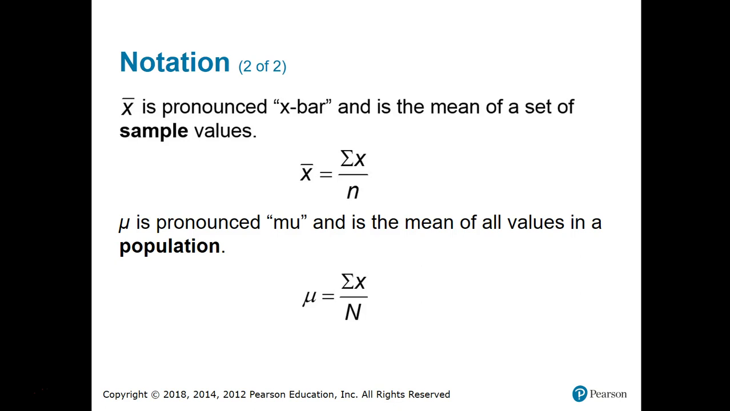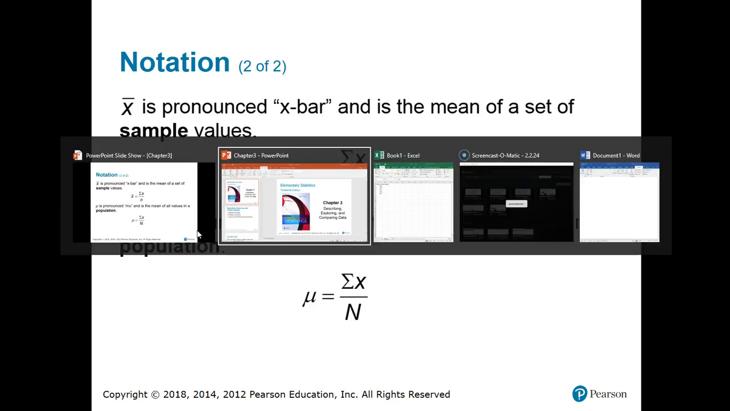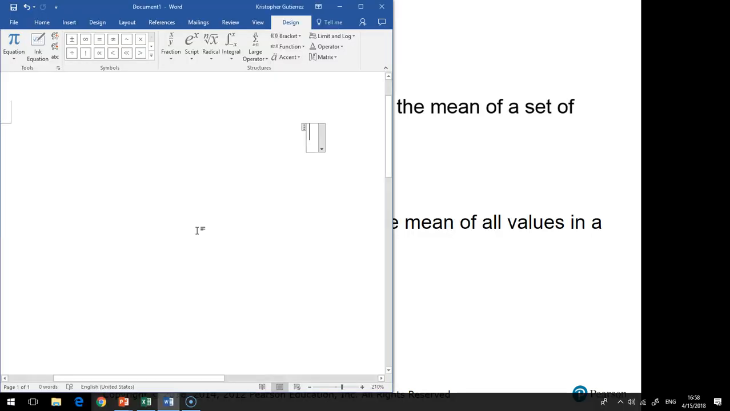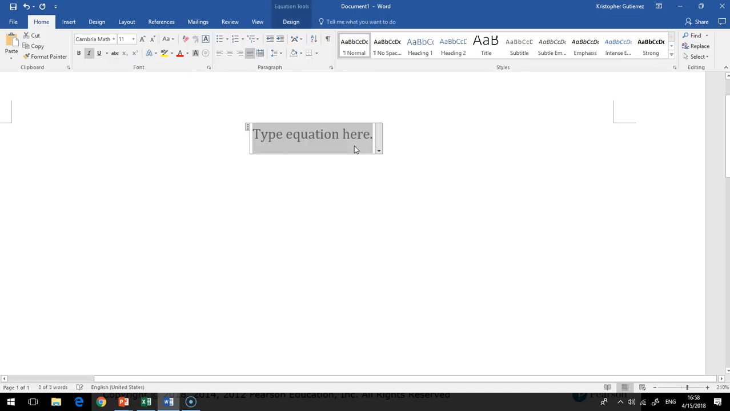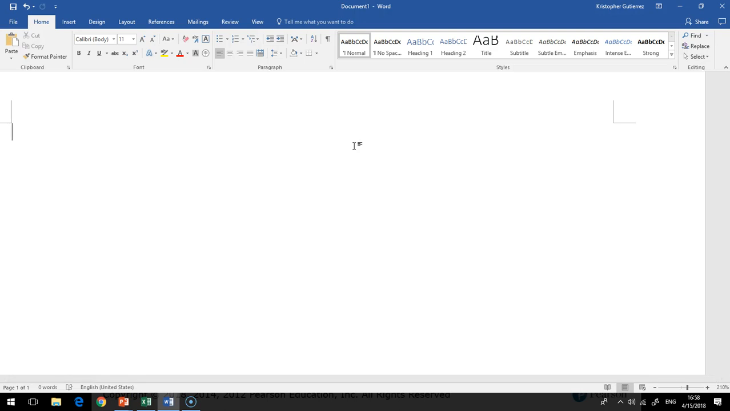Alright, now in most cases what we will be able to calculate is x bar, and from that we will try to determine what mu is. Alright, so let's talk about a little bit of these examples here. So let's say we want to type that equation, x bar is equal to sigma x sub I over little n, or even mu is equal to sigma x sub I over big N.